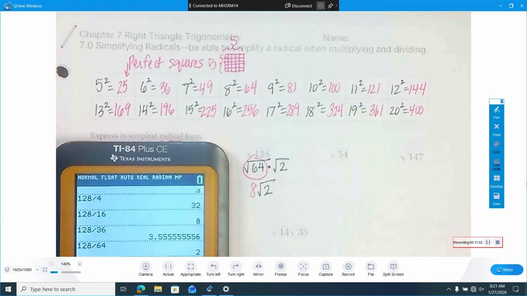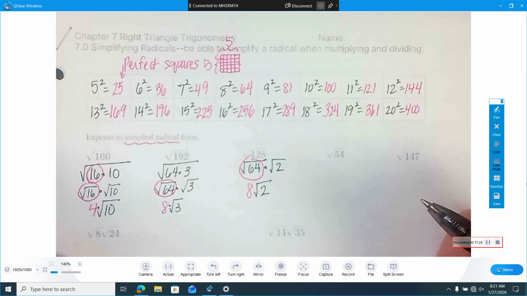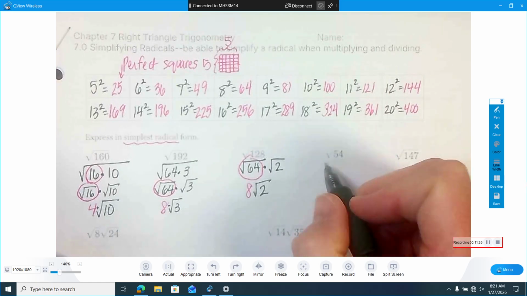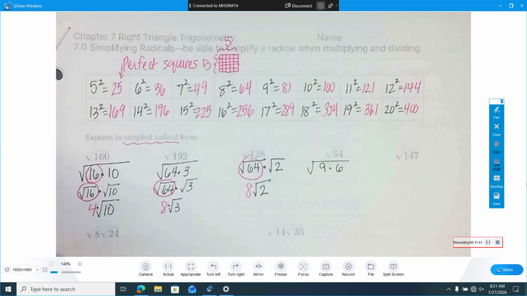All right. So maybe I don't like that method very much because I think finding perfect squares is hard. 54. When I think about 54, I'm going to show you just another way to do it. Looking for perfect squares is the fastest and easiest method, but you got to be good with your perfect squares. But breaking things down into primes is also totally fine. 54 is what times what? 9 times 6.